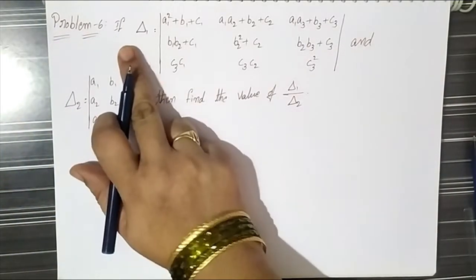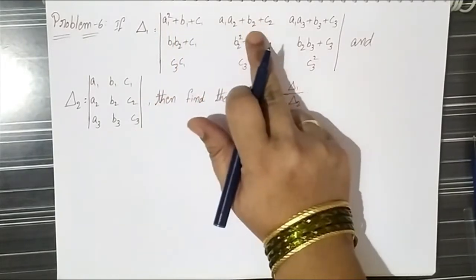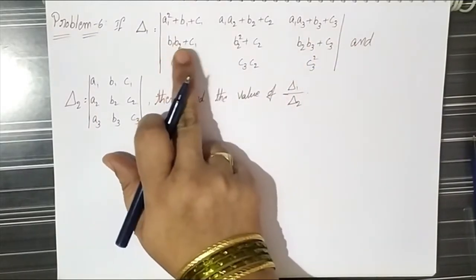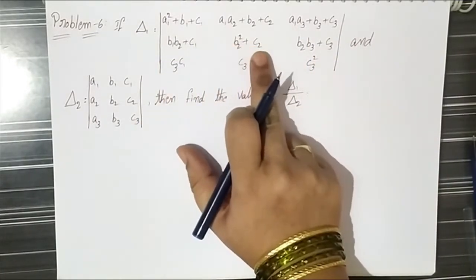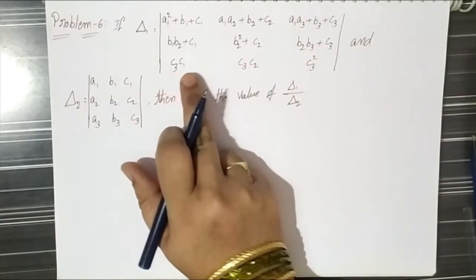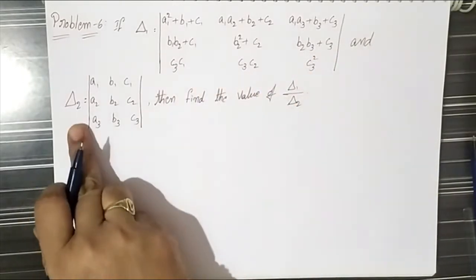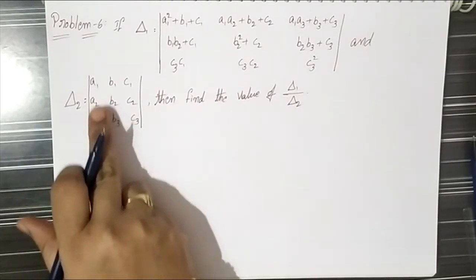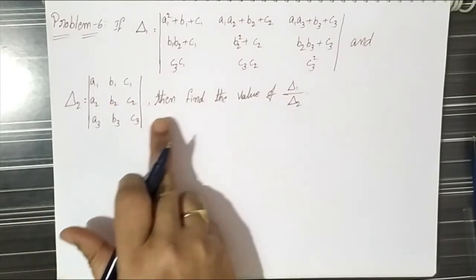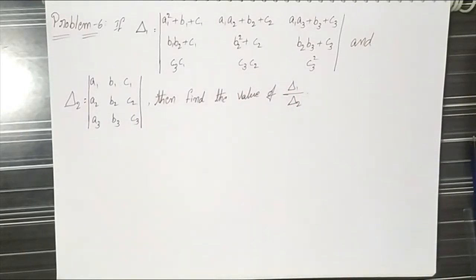The problem is: if delta 1 equals the determinant with first row a1 square plus b1 plus c1, a1 a2 plus b2 plus c2, a1 a3 plus b3 plus c3, second row b1 b2 plus c1, b2 square plus c2, b2 b3 plus c3, and the third row c3 c1, c3 c2 and c3 square, and delta 2 equals the determinant a1 b1 c1, a2 b2 c2, a3 b3 c3, then find the value of delta 1 by delta 2. This is our given problem.